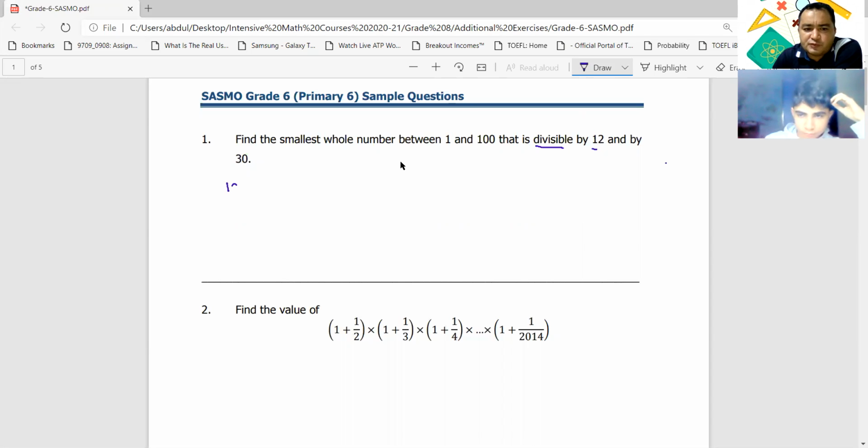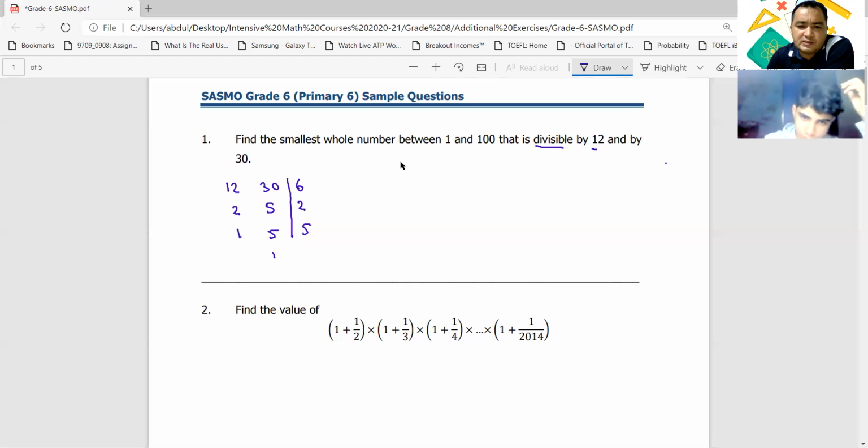To do this one, I just write here 12 and 30. And what are the common factors? Here, the common factor is 6. 12 divided by 6 is 2, and 30 divided by 6 is 5. Then 2 divided by 2 is 1, and 5 divided by 5 is 1. So find the smallest whole number between 1 and 100 that is divisible by 12 and by 30. So that is, what is it?